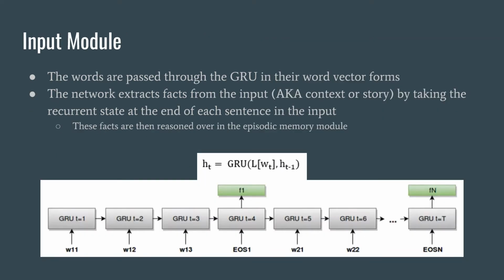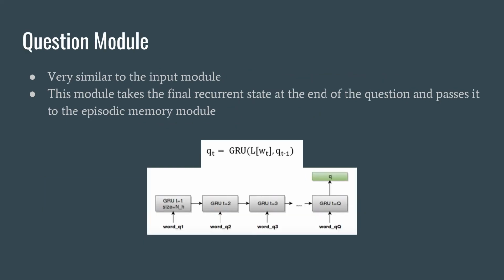The input module takes the context information needed to answer the question and outputs facts. Each word's vector representation from GloVe is passed to the GRU as the input. The fact representations are the state of the GRU at the end of each sentence. The question module is very similar, and the question representation is the state of the GRU at the end of the question.